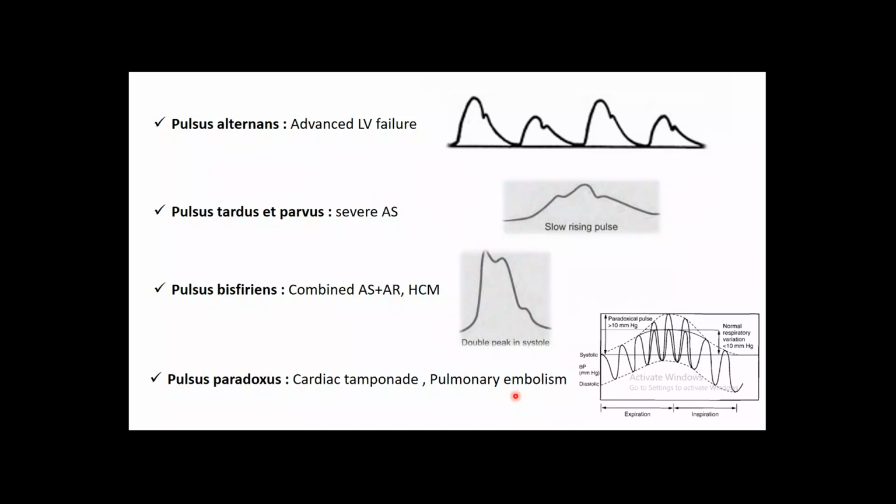It could be more appreciated using the cuff of the blood pressure and recording the systolic blood pressure of the patient, then asking the patient to take deep inspiration and then gradually deflating the cuff and taking the record of systolic blood pressure after deep inspiration. If there is a drop of more than 10 millimeters mercury, this diagnoses pulsus paradoxus.